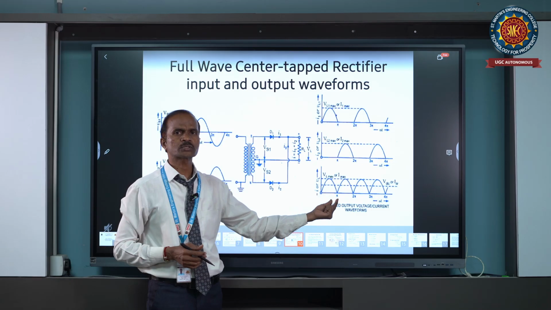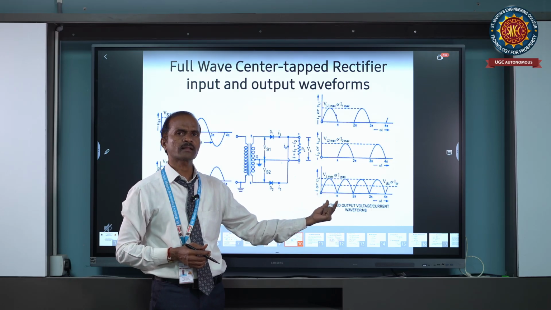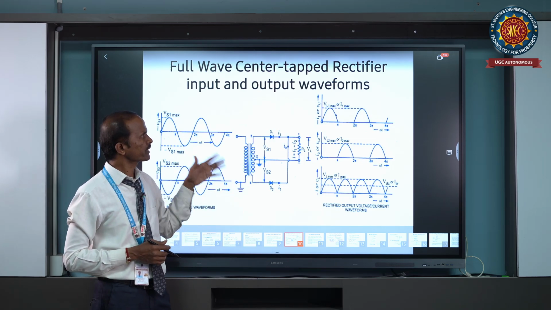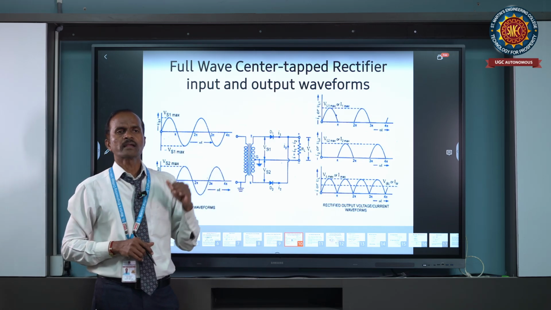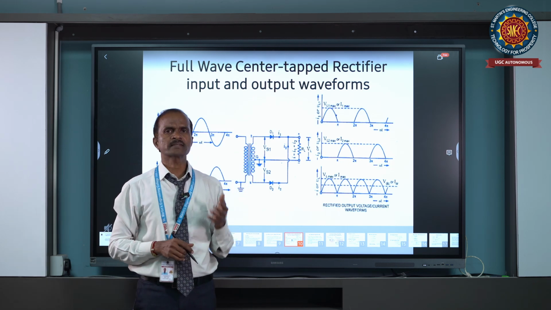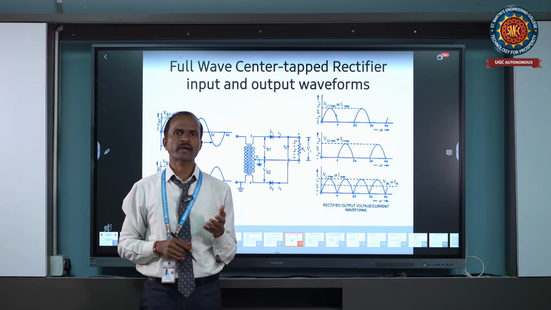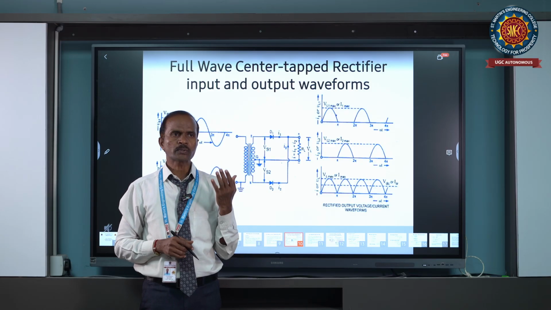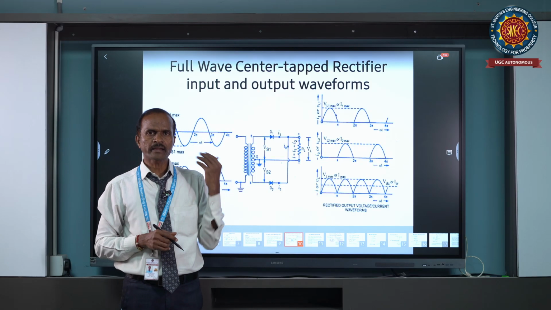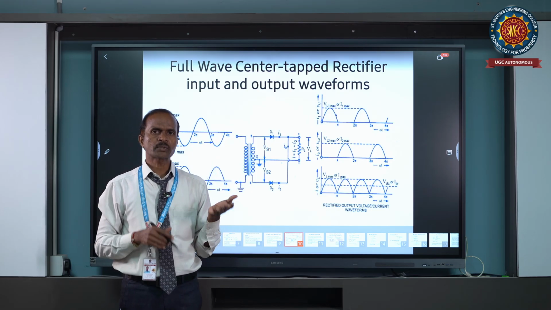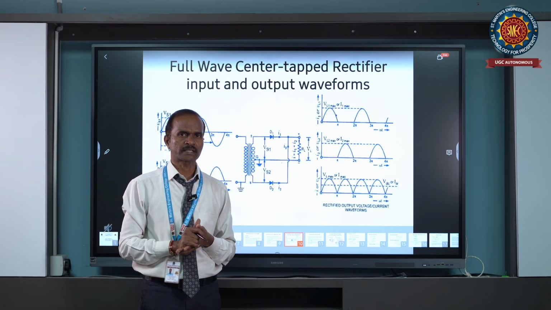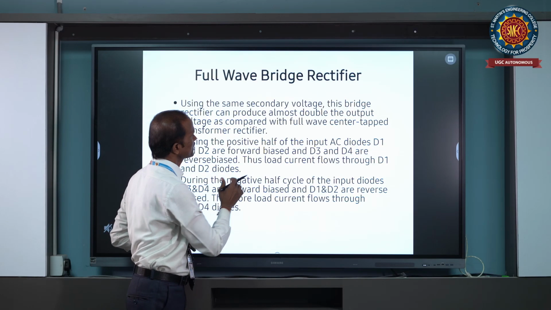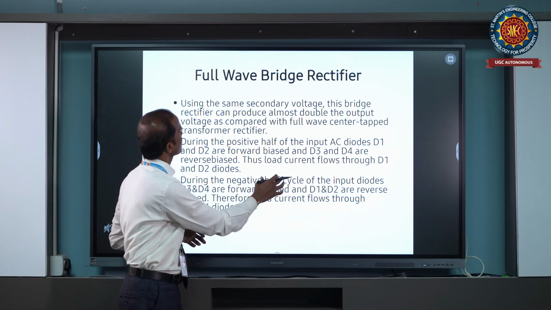Therefore it can conduct two half cycles of the input signal. That's why it is called a full wave rectifier. Now the main advantage of a full wave rectifier is that its efficiency increases, that is 81.2% efficiency, meaning it can convert AC energy into DC energy up to 81.2%. So this is the operation of a full wave rectifier.